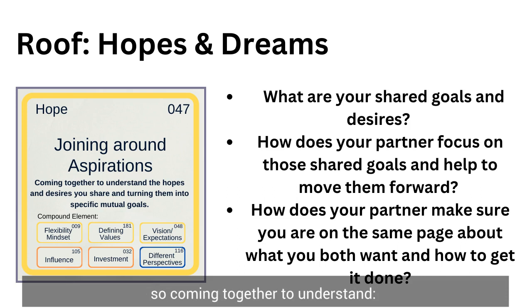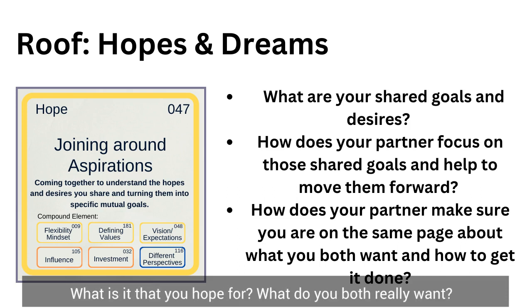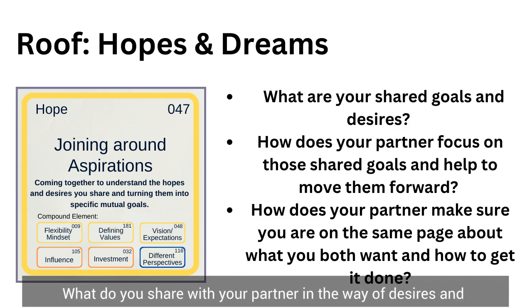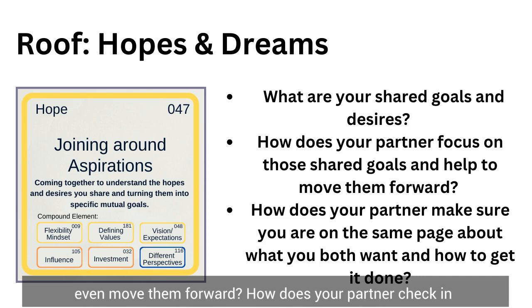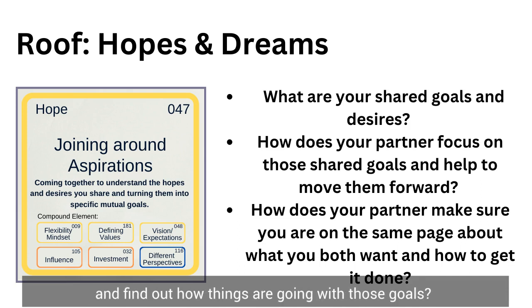Another great source of meaning and hope is shared goals and aspirations. So, coming together to understand what is it that you hope for, what do you both really want, and then how are you going to turn those into very specific goals? What do you share with your partner in the way of desires and goals for your relationship and outside of the relationship? How does your partner help you focus on those and get motivated and even move them forward? And how does your partner check in and find out how things are going with those goals?